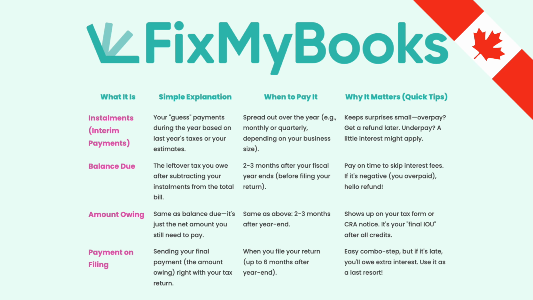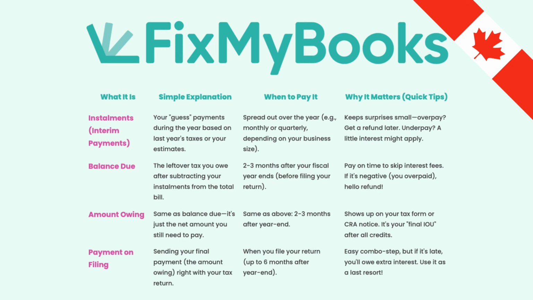So the next one is balance due. So this is the leftover tax that you owe after subtracting all your installment payments from the total bill. So same example, let's say that you made $10,000 in installments, right? But then this year you did so much better than last year, so you actually owe $15,000 instead of 10. So you already paid 10 in installments, which means you only owe 5 at the end of the year.